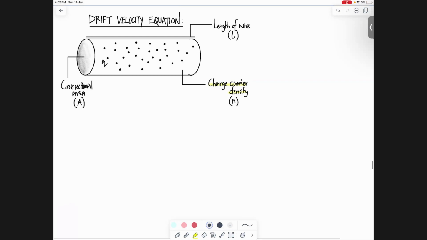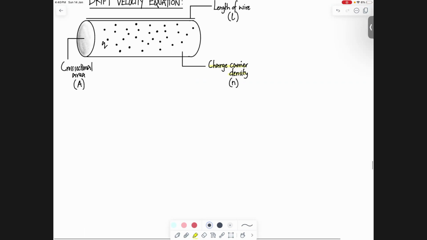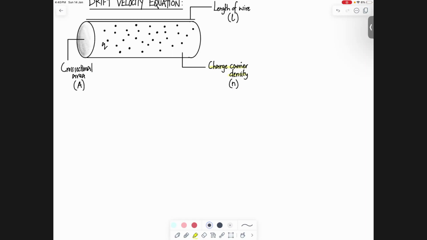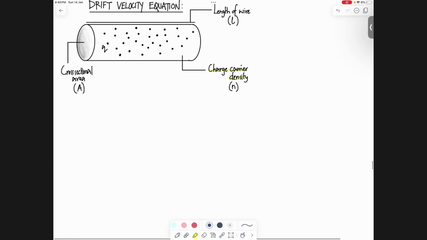So yeah, that's N there. So let's start the derivation. Everyone look at the screen, it's a very easy derivation, but once you understand it you will not forget it, I feel. So can you tell me the total number of charge carriers in this wire that I have provided? Can you come up with a formula for this? What's the total number of charge carriers in this wire?